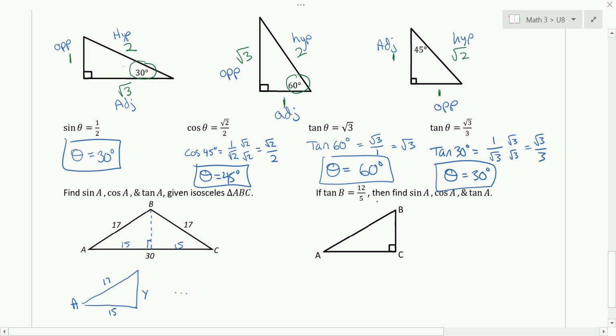Now on this last one, if they tell you the tangent of B is 12 over 5, well, this is the opposite side of B. This is the adjacent side of B. And so this would be 12. This would be 5. And then you can use, we'll call this H. You can use Pythagorean theorem again to find H. And then you can find the sine, cosine, and tangent of angle A. Right? We'll stop there.